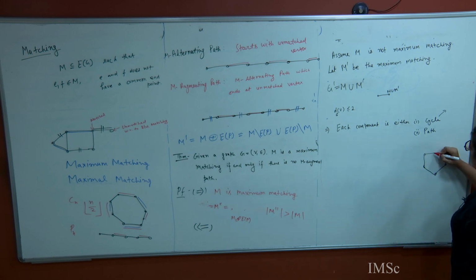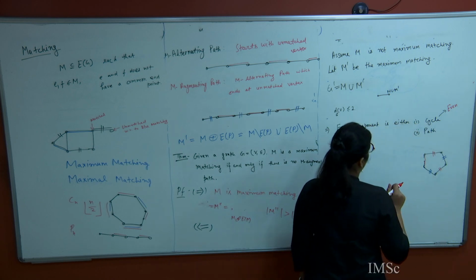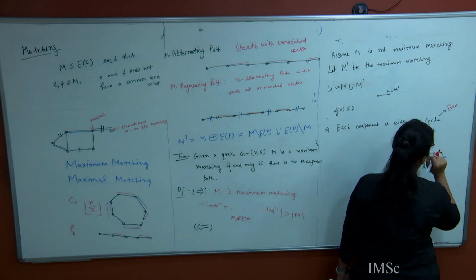I am saying that this is my M and blue is my M prime. Can this graph have odd cycles? This cycle is not possible, right? An odd cycle is not possible, because then some edge cannot be in M or M prime. So in this graph only even cycles are there, and they are alternating cycles. So each component is either an even cycle or a path.